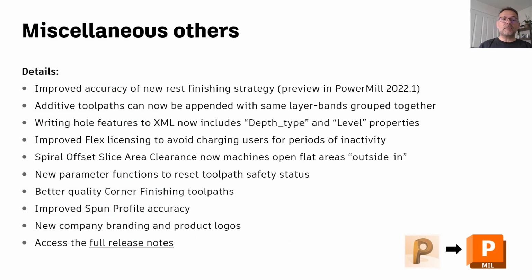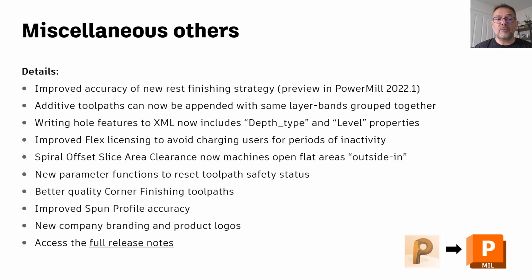Now, in addition to all of these features that I've talked about at great length, there are many others. We don't have the time to cover them all today, but I will just quickly run through these. The first is that we have improved the accuracy of our new rest finishing strategy. Now, this is still in preview, but what you should notice is that this strategy now finds more corners, it finds more stock, it removes it in a more predictable and consistent way. Toolpath quality is improved. We're getting closer to the point where this preview command will be able to be revealed to the masses so that you'll all be able to use it without that preview functionality.